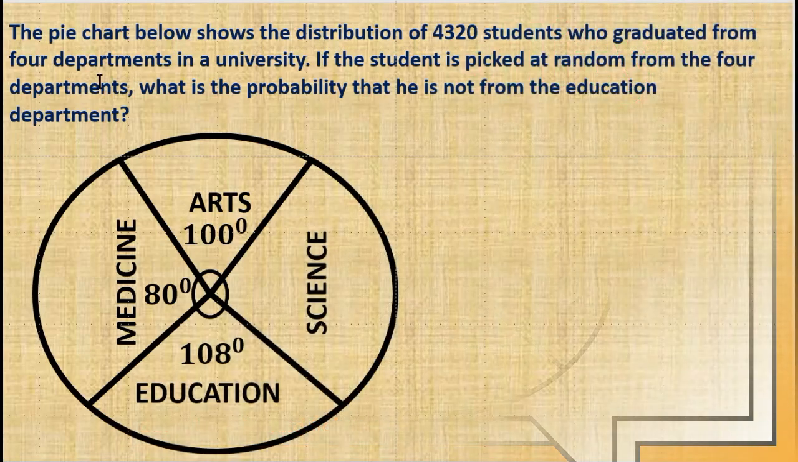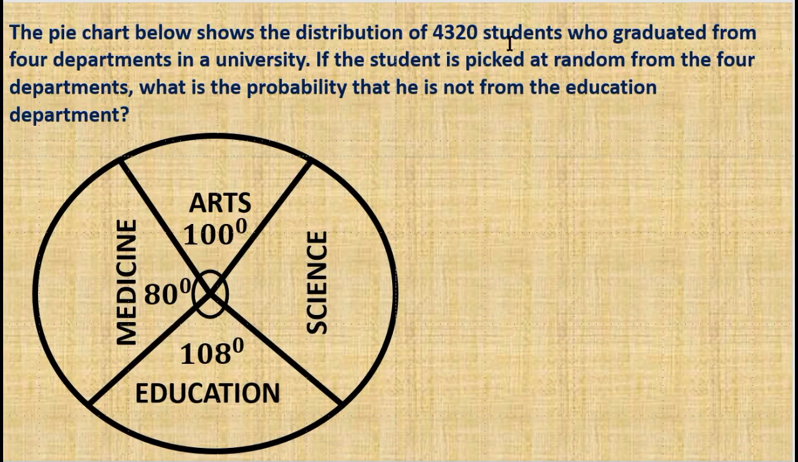Now, our question says the pie chart below shows the distribution of 4,320 students who graduated from 4 departments. We have each department: arts, medicine, education, and science. Now, the question wants us to find, if a student is picked at random from the 4 departments, what is the probability that he is not from education?